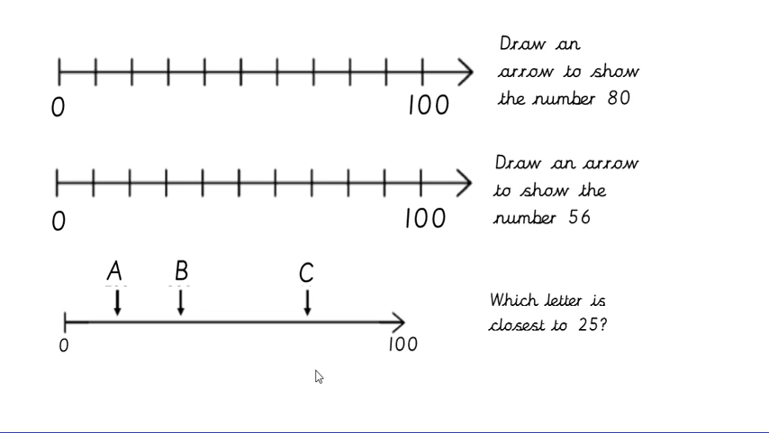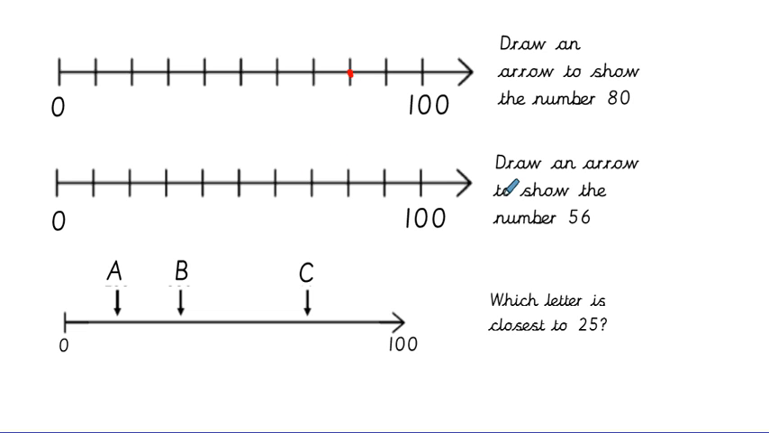And here's 3 questions for you to try. Okay, on the first number line, we're going from 0 to 100. There are 10 intervals, so each interval represents counting in tens. So the number 80 is going to go right there.